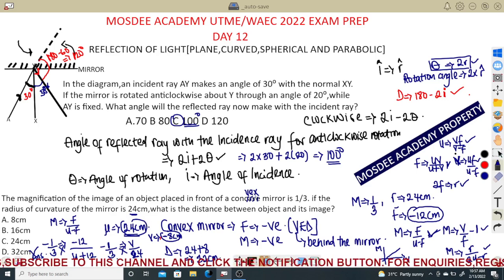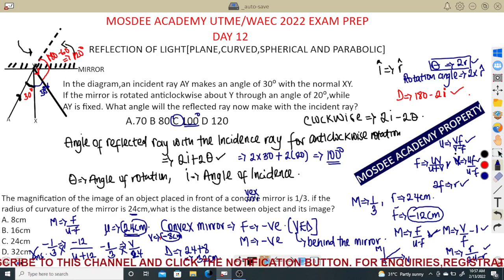So I hope you understand, provided it is a convex mirror. If it is a concave mirror, this sign convention will be positive. So keep that at the back of your mind. I hope I am able to explain in detail to the level of your understanding, so you should be able to get there without any problem.